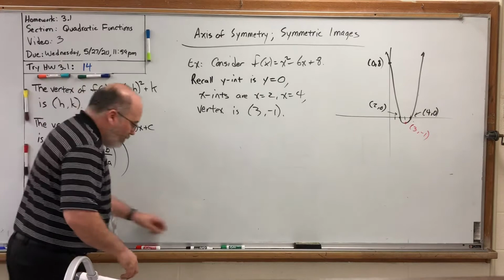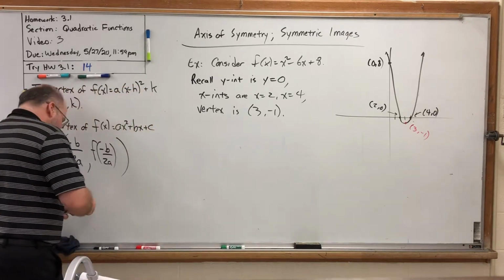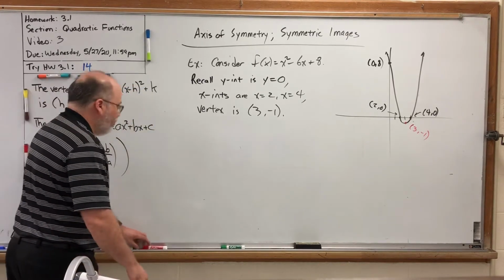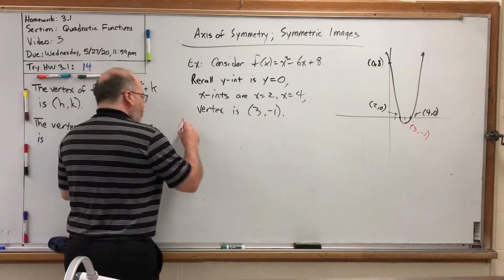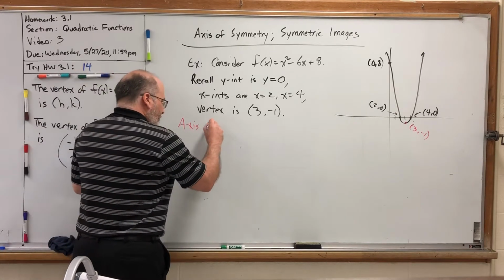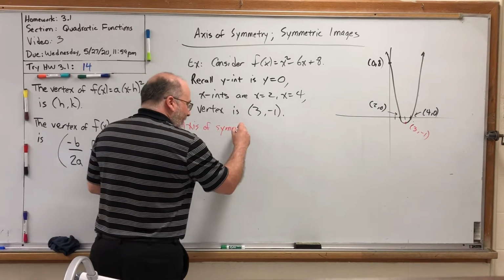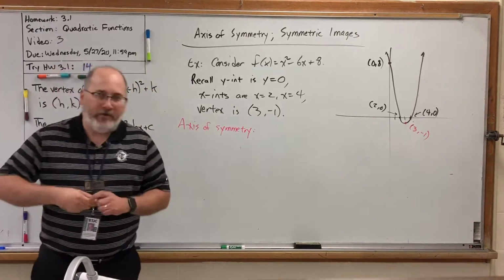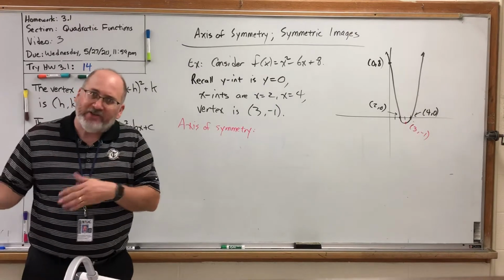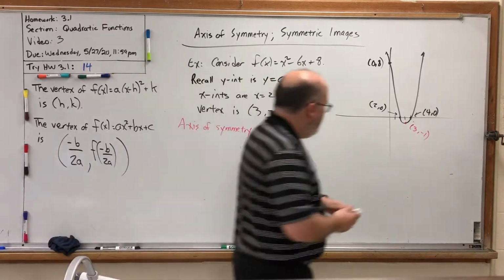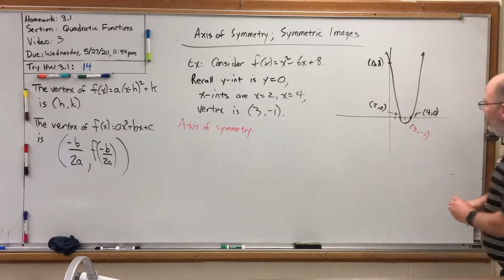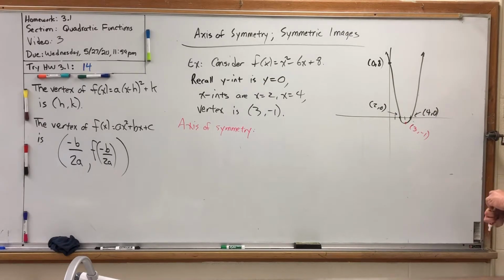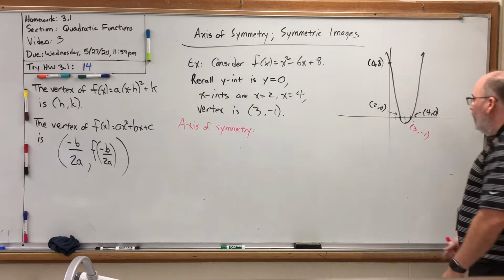But every parabola has what is called an axis of symmetry. Loosely speaking, an axis of symmetry is a line that splits a graph or an object in two, where one side is a mirror image of the other. As we kind of alluded to in the previous video, the axis of symmetry for a parabola drops straight down through the middle.